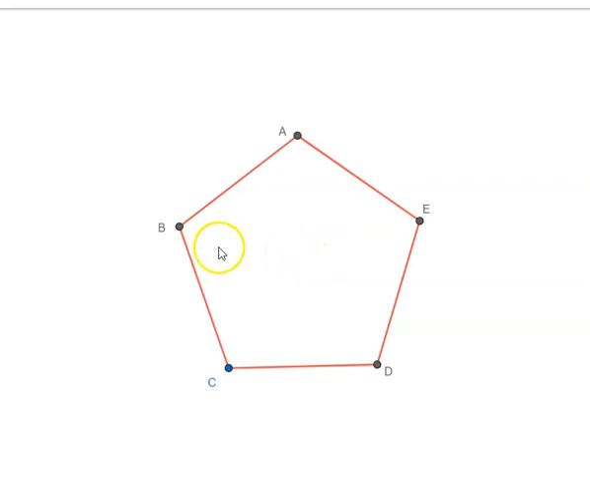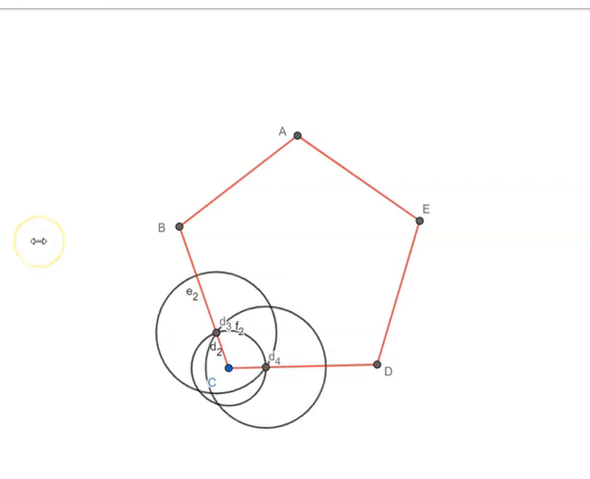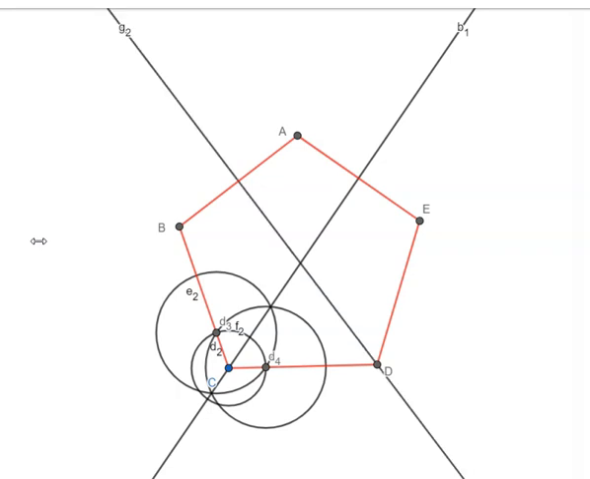Okay, so for that what we'll do is we will bisect angle BCD. We'll bisect this angle and we'll bisect this angle. It's not necessary for you to bisect only these two particular angles. You can bisect any two angles. Okay, we know how to bisect it. So let's do this. And the second one I'll just directly mark it.